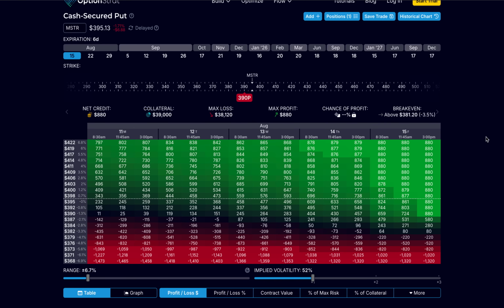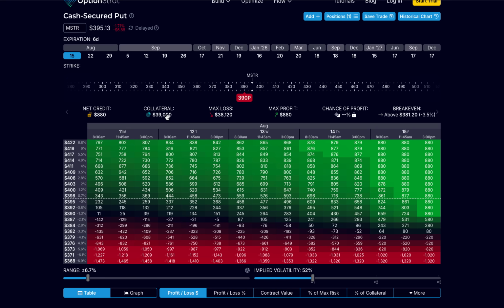Now, again, what is the problem with this? The problem is a lot of people aren't going to have $39,000 to put up in collateral. So what if we don't have that collateral to potentially buy 100 shares, but we still want to sell puts to collect premiums, weekly, bi-weekly, monthly, whatever it might be? How can we do that? And can we do that? So there is one way.